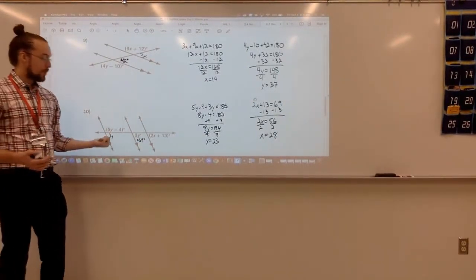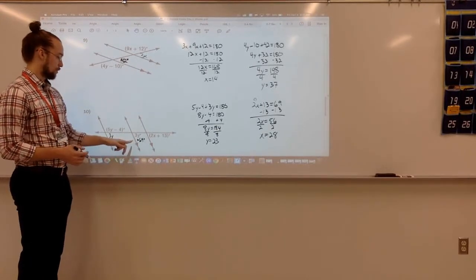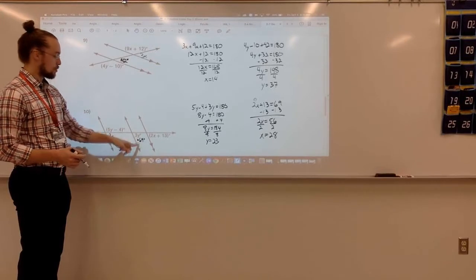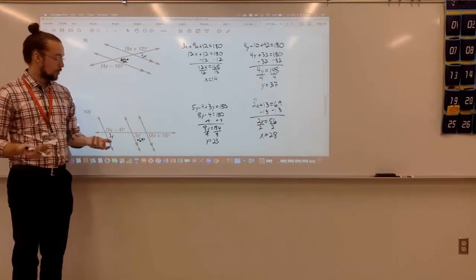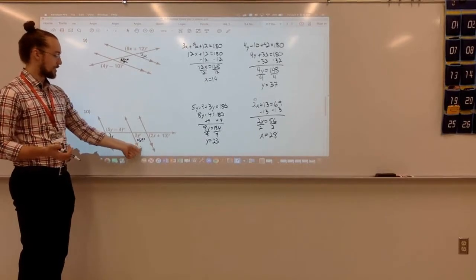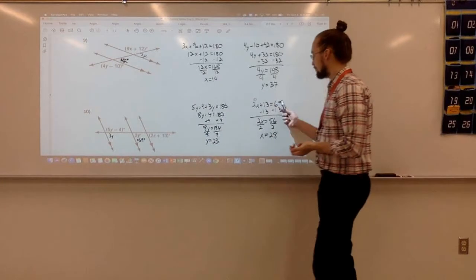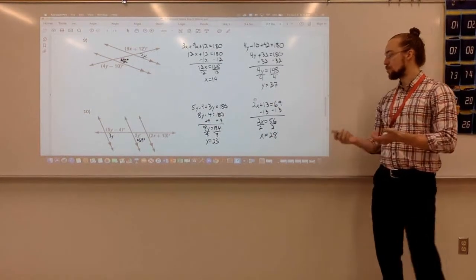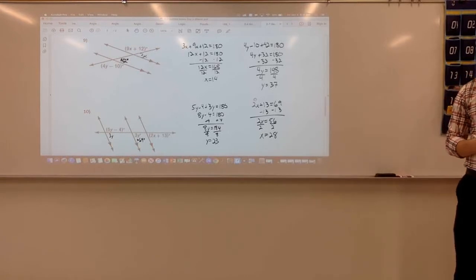Then I would take 23 and plug it back into either of these angles. If I plug it into this one, these two angles are corresponding, so they would be equal. So 3 times 23 is 69, so I would set 2x plus 13 equal to 69 and solve. I think we get 28. I'll show you here after we finish the last one.